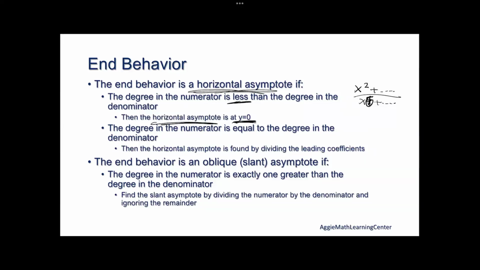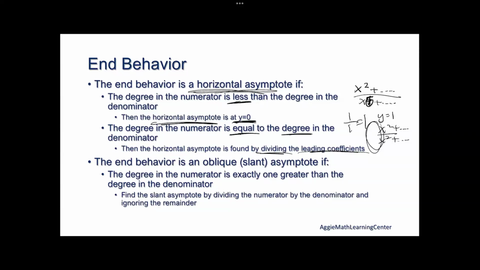It just has to be higher than the numerator for this to be y equals 0. If the degree in the numerator is equal to the degree in the denominator, then the horizontal asymptote is found by dividing the leading coefficients. So if we had x squared over x squared, their leading coefficients would just be 1 over 1, so we would have a horizontal asymptote at y equals 1. If it was like 5 over 2, we would have a horizontal asymptote at y equals 5 over 2.